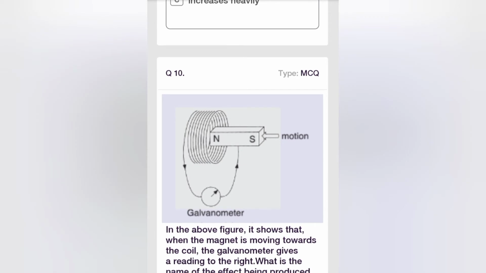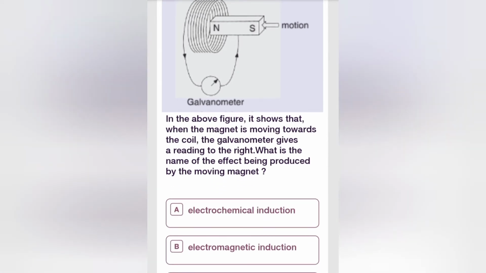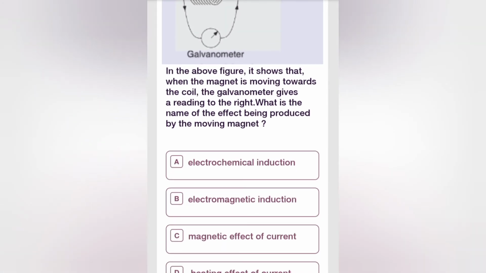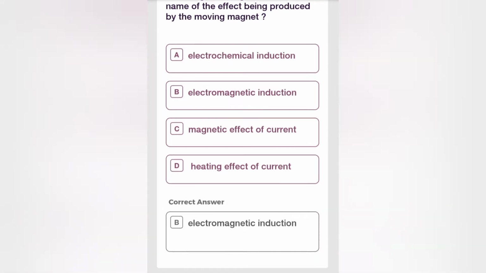10th question. See, a magnet is moved into the coil and the coil has been connected to a galvanometer shown in the figure. It's moving towards the coil. The galvanometer gives a reading to the right. What is the name of the effect being produced by this moving magnet and coil? What is this process called? Just now we have seen electromagnetic induction. Option A, electrochemical induction. Option B, electromagnetic induction. Option C, magnetic effect of current. And option D, heating effect of current. Option B is correct, electromagnetic induction.